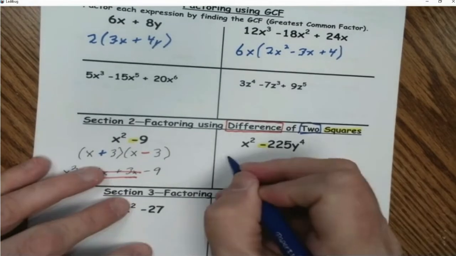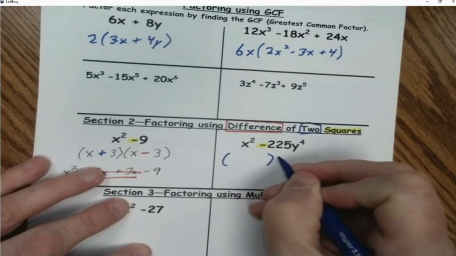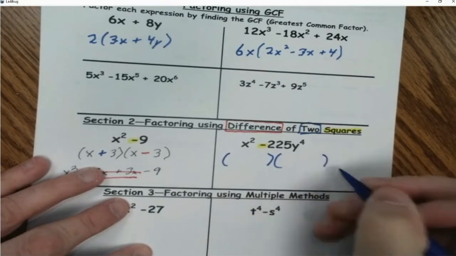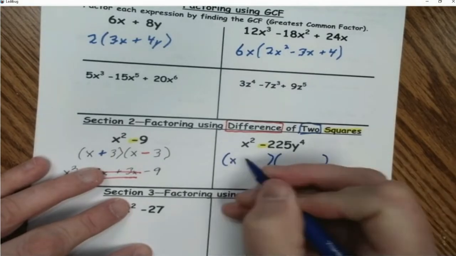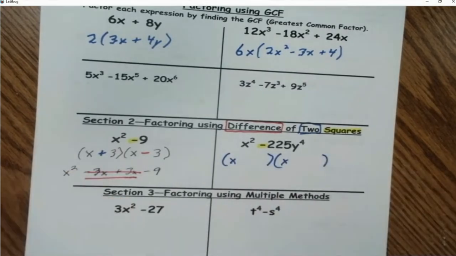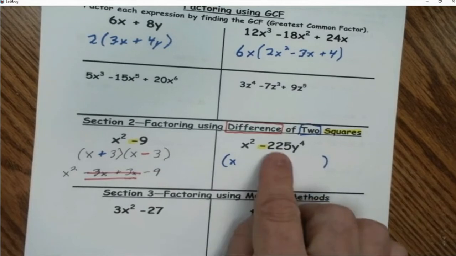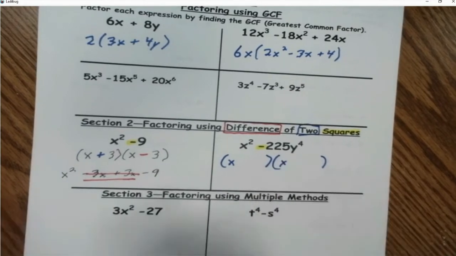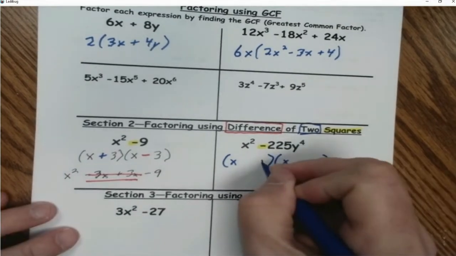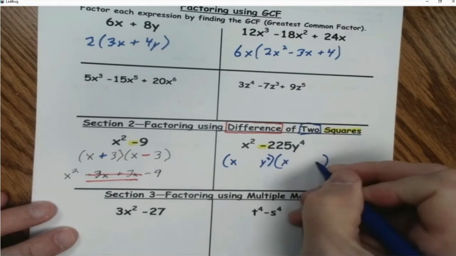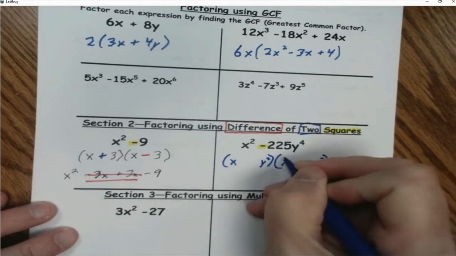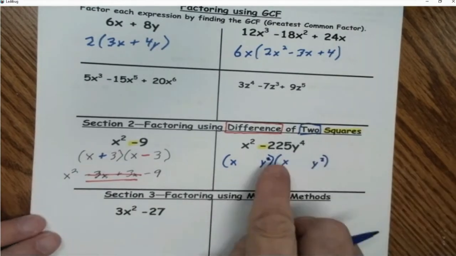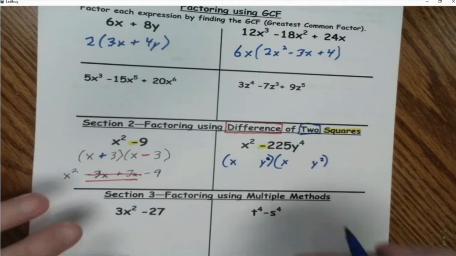All right, so this one. This is the difference of 2 squares. X times x. Anyone know the square root of 225? What number multiplies by itself to get 225? We know y to the fourth is y squared times y squared. Put the y squared there. But we need to know 225. 15. Good job, Glenna.